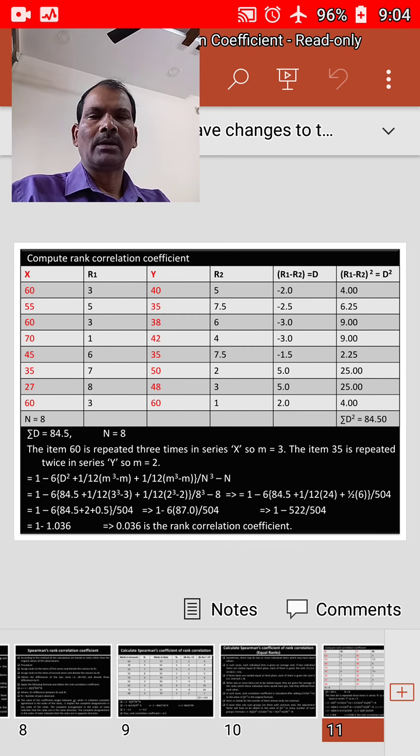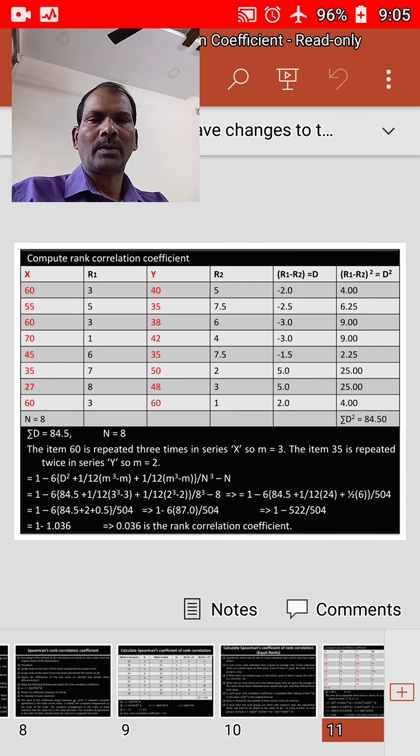Hence all the values which have the same value will get the same rank, that is 3. Hence each 60 got 3. After 3, the 2, 3, 4 ranks are given, and the leftover is the fifth rank. If you consider the highest value after these, 55 will be the highest. Hence I'll give the fifth rank to 55, and sixth rank to 45, seventh rank to 35, and 27 will get eighth rank.